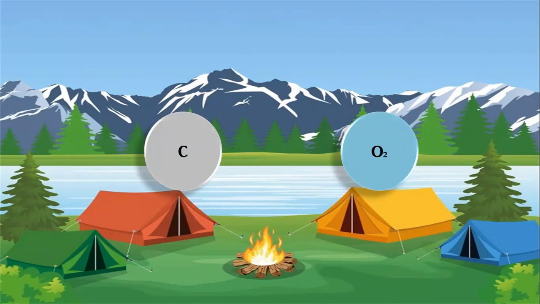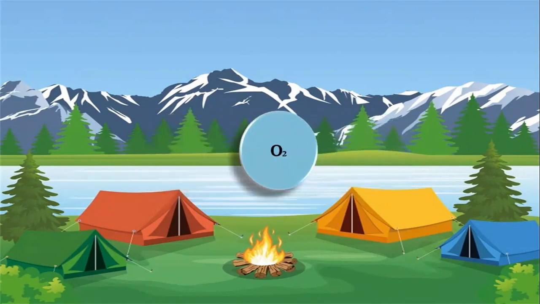Without oxygen, burning is not possible. So carbon from coal reacts with oxygen from the atmosphere, and when it does so, it combines together to form a new type of compound, which is carbon dioxide.